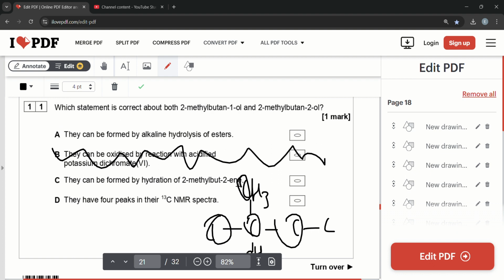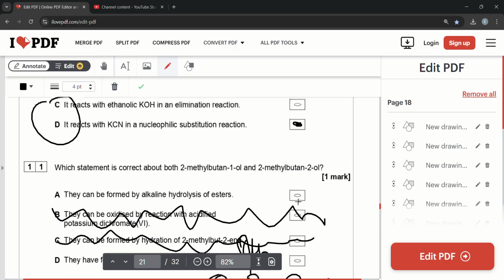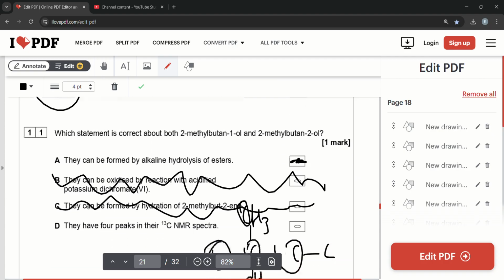Formed by hydration of 2-methylbutene. No, not both of them can be formed by that. 4 peaks in the 13C NMR spectra. That's also wrong. The answer is A. They can be formed by alkaline hydrolysis of esters.